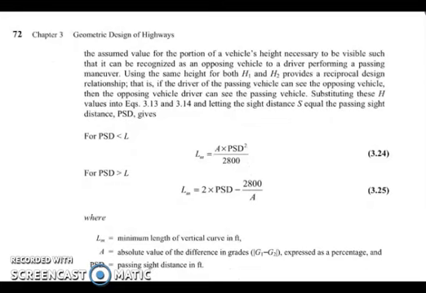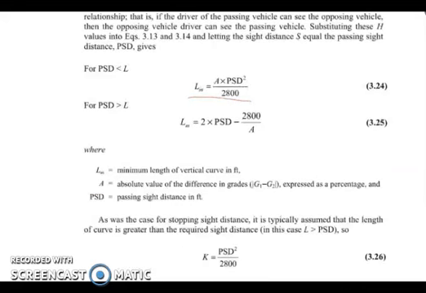When our passing sight distance is less than the length of the curve, our minimum length, L sub m, is equal to A times PSD squared all over 2,800. And if the passing sight distance is greater than L, our minimum length of the curve is equal to 2 times PSD minus 2,800 all over A. Here L sub m refers to the minimum length of vertical curve, and A refers to the absolute value of the difference in grades, G sub 1 minus G sub 2. And PSD is the passing sight distance.